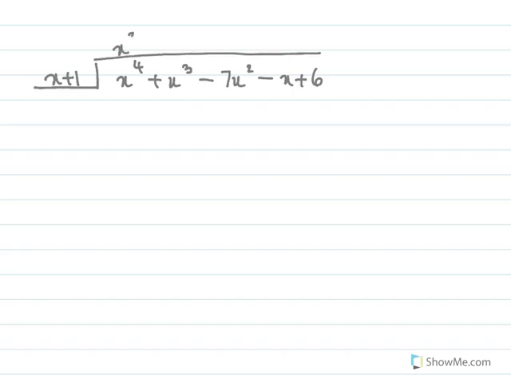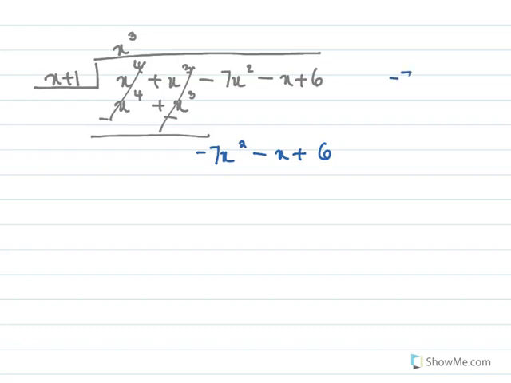Now on dividing, you'll do here x cube. When you multiply, you'll get x to the 4 plus x cube. You change the sign, this cuts off. Then in the next step, you bring down minus 7x square minus x plus 6. Now you divide minus 7x square over x, and you'll get minus 7x.